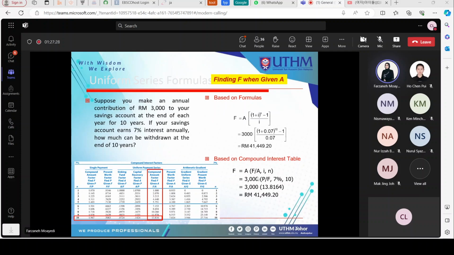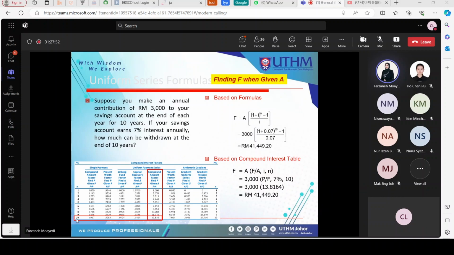Okay, so we have 3,000 F/A at 7% for a duration of 10 years. So what you need to do is go to the table of 7%. That's the first thing you want to be looking at. Secondly, you want to be looking at the year 10. So you come down until you find the year 10.